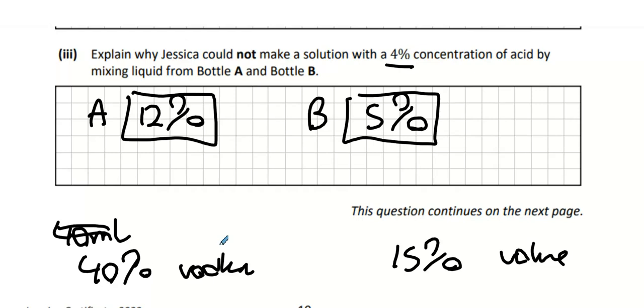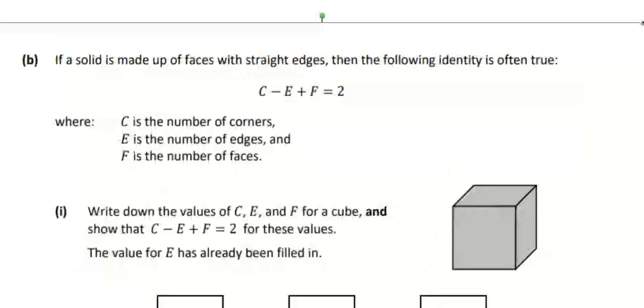Do you get what I'm saying? You'd have to mix in something that has no alcohol whatsoever in it to go below. You get what I'm saying? Right. All right. So it has to be in between 5 and 12. That's basically what we're saying. Okay. What's the next one?